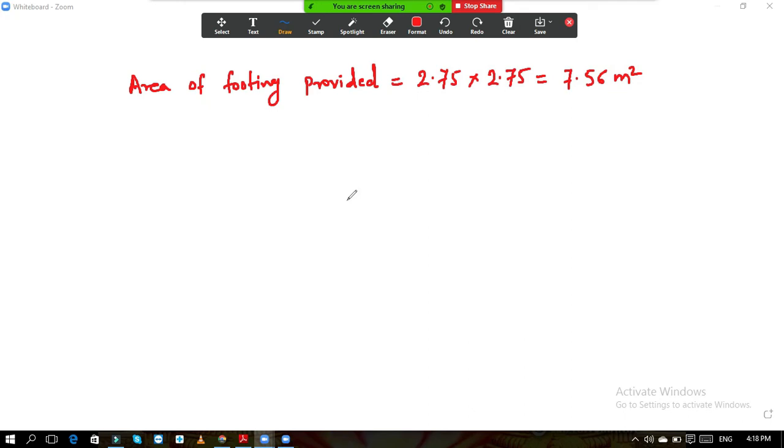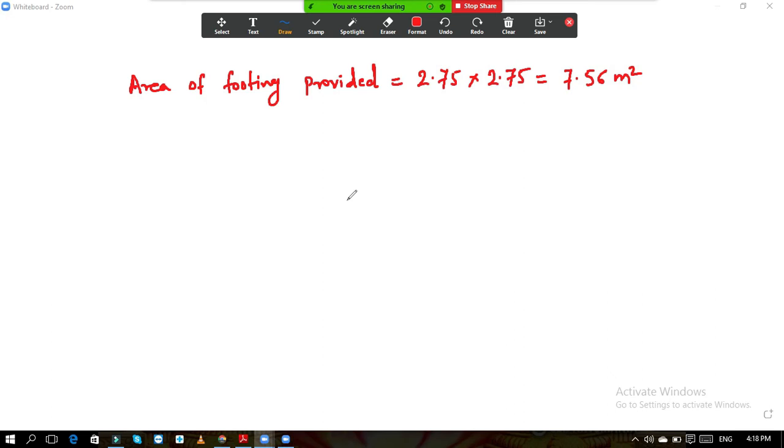Okay. So initially what we have done, we have taken the load from the column. We assume 10% is the self weight of the footing. So accordingly we have calculated the total load. Okay, once we get the total load, we calculate the area of the footing. How do we calculate the area? Total load divided by safe bearing capacity. So we get the area.